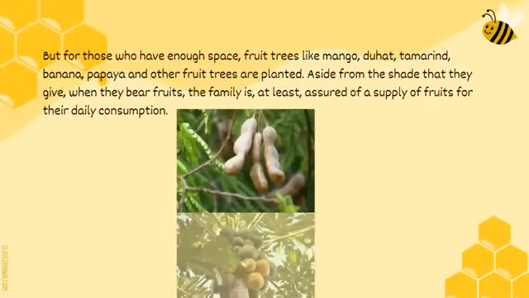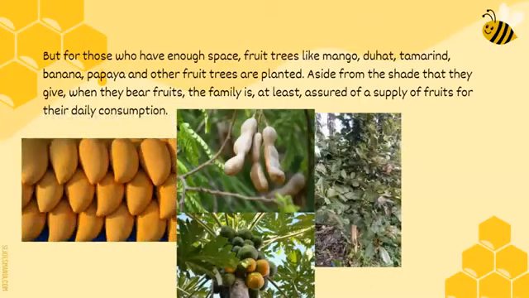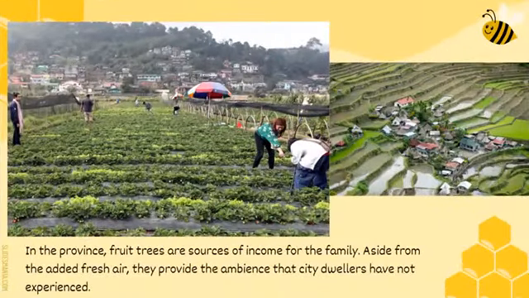But for those who have enough space, fruit trees like mango, duhat, tamarind, banana, papaya, and other fruit trees are planted. Aside from the shade that they give when they bear fruits, the family is at least assured of a supply of fruits for their daily consumption. In the province, fruit trees are sources of income for the family. Aside from the added fresh air that you can breathe, they provide the ambience that city dwellers have not experienced.